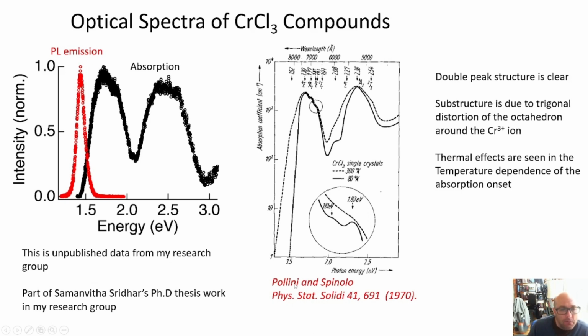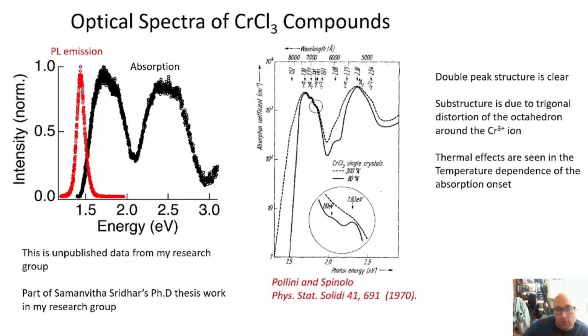And in this case, it was already pointed out that the width of the absorption is too broad to be simply vibrational broadening, the vibronic structure of the chromium trichloride molecule, if you want. Instead, there's substantial broadening in the absorption that comes from trigonal distortion. So the octahedral symmetry around the chromium 3+ is not perfect. It's actually substantially distorted, and that gives rise to a more complex structure in the absorption spectra.